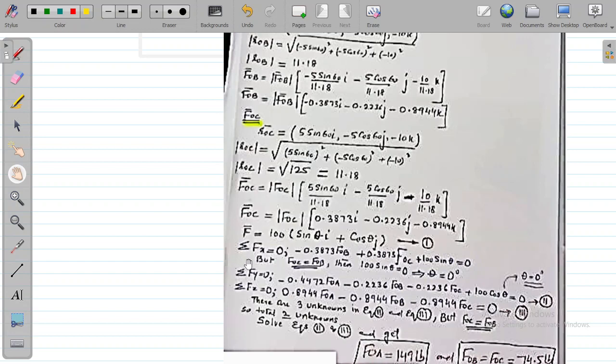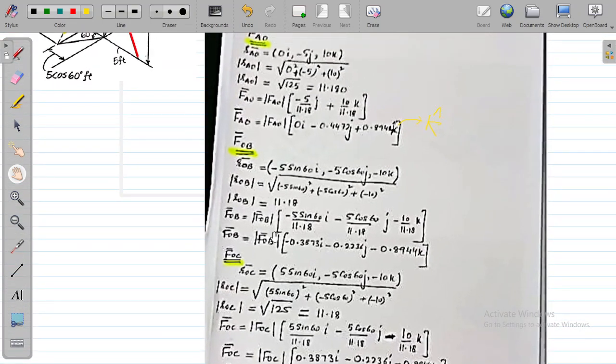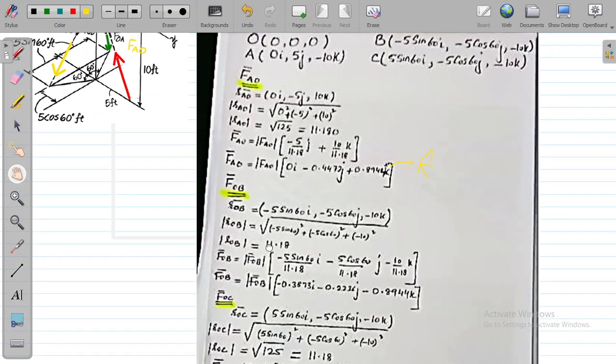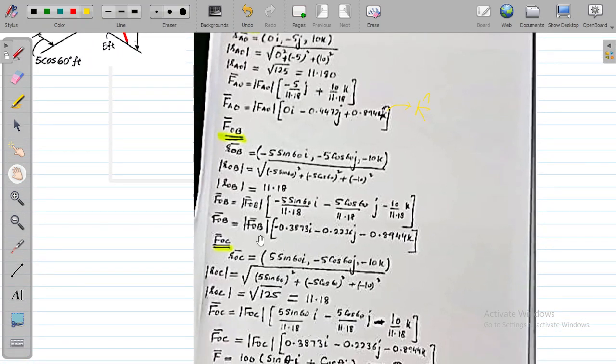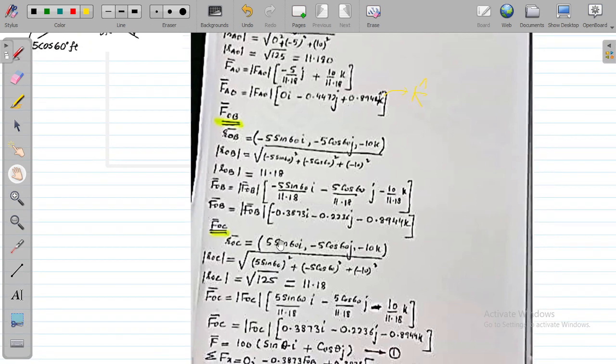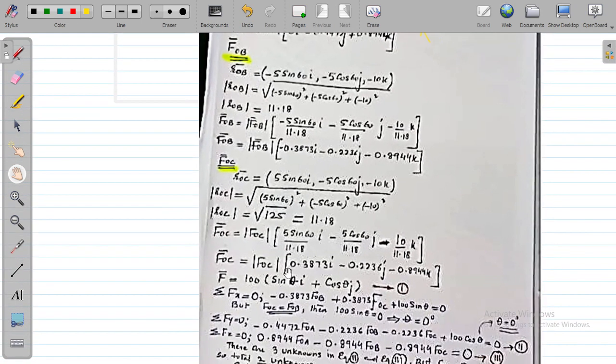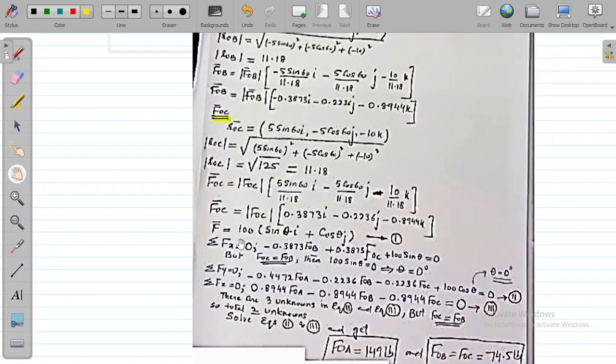Now you apply the summation of all the forces along the x-axis equal to 0, which means you add up all the x components at one place. This is one component, minus 0.3873. The other component will be again FOC, 0.3873i. These are the same but in different directions, and one component will be for the x, 100 sin theta i.